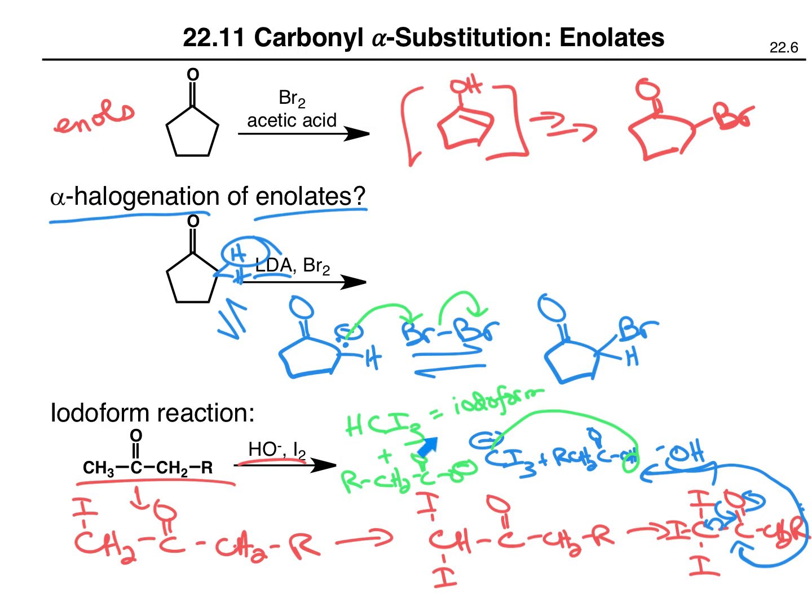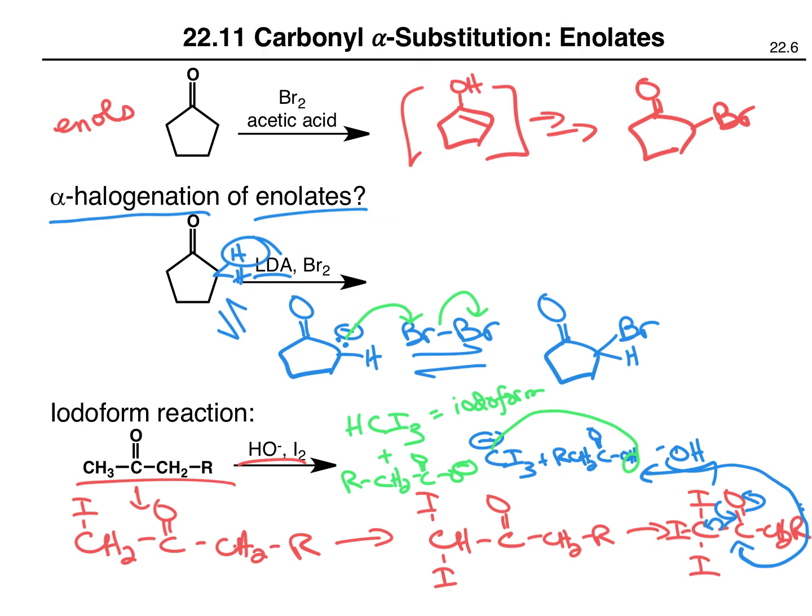So actually, we don't even care about the carboxylate. What we care about is the iodoform, because this gives us a yellow precipitate. And so this can be used in structure determination. If we're trying to find out whether we have a methyl ketone, then we would look for the formation of a yellow precipitate, which corresponds to iodoform, which tells us that yes, we must have started with a methyl group adjacent to our carbonyl.